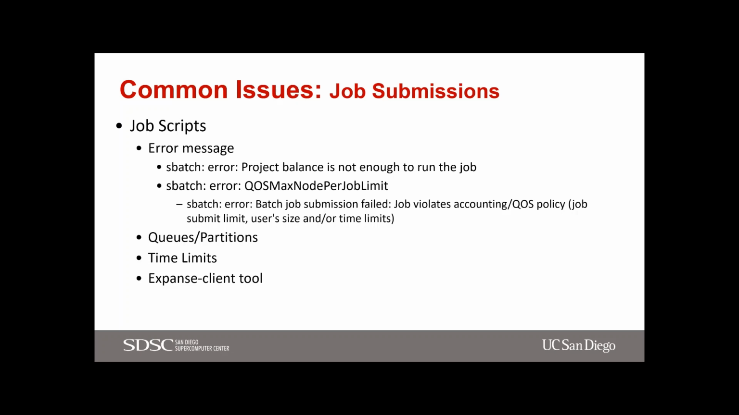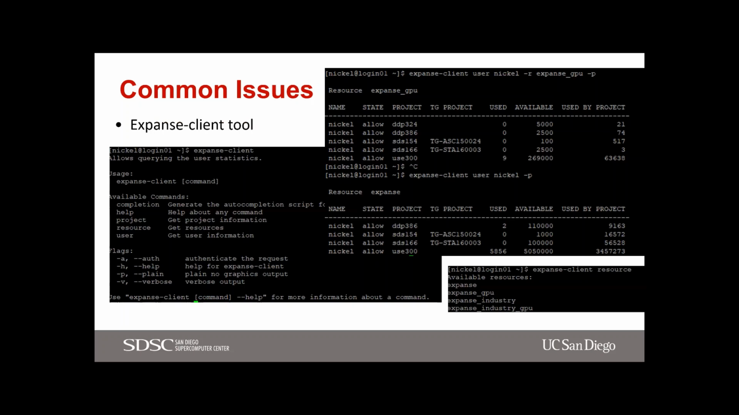Many of these error messages will have to do with the queues and partitions. It could also have to do with the time limits, which are also associated with the queues and partitions that we have. One way to find out if the balance is not enough is to use the Expanse client tool. Mary mentioned the Expanse client tool before. If you can't remember how to run specific commands, just type expanse-client and it'll give you all the information about it.